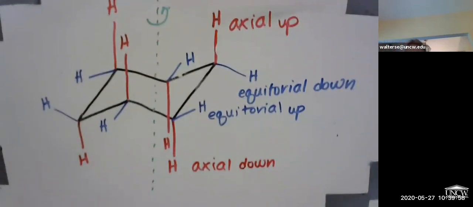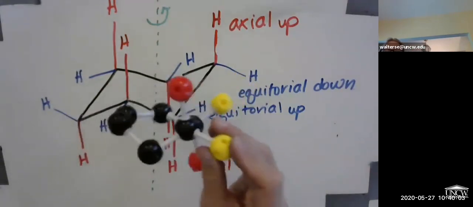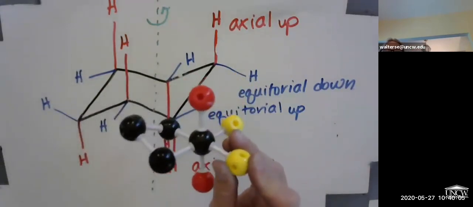I need about 5 more minutes. Are there any questions about the difference between axial positions and equatorial positions on a ring?